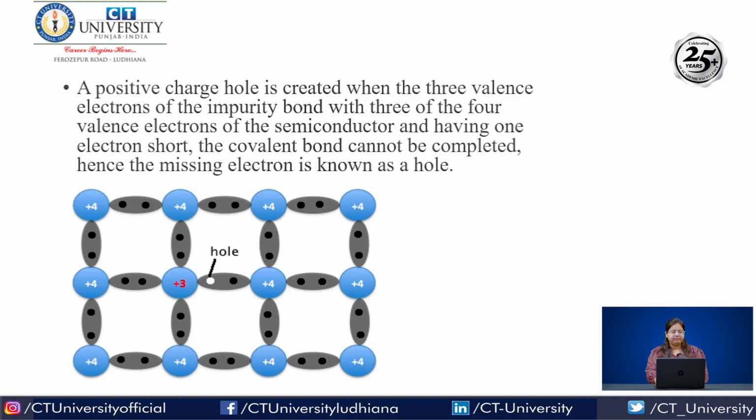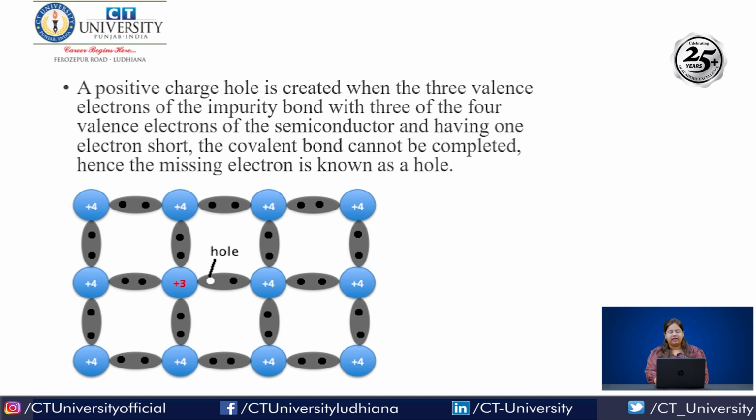As we can see in the diagram, a positive charge hole is created when 3 valence electrons of the impurity bond with 3 of the 4 valence electrons of the semiconductor, having 1 electron short.